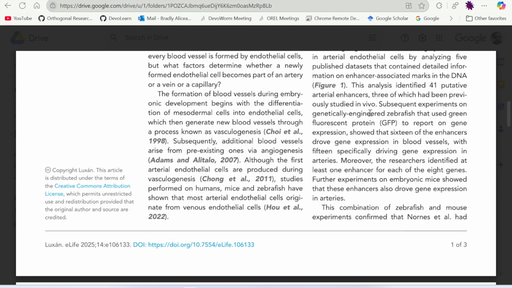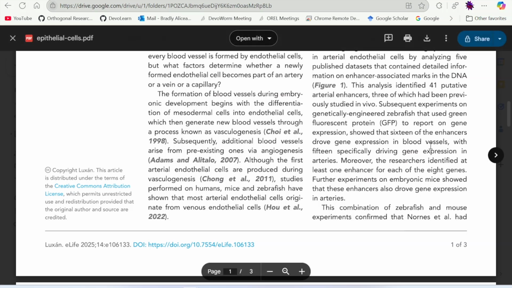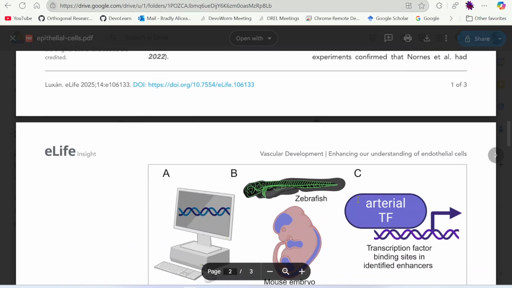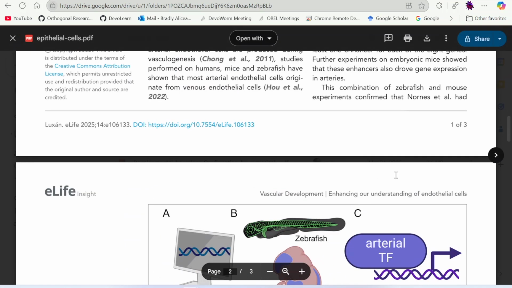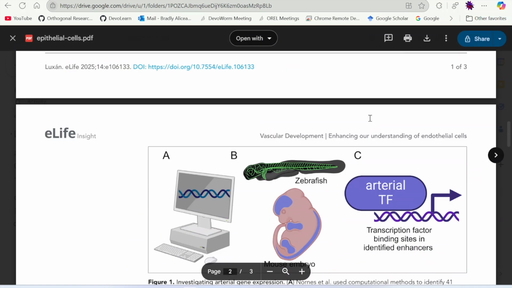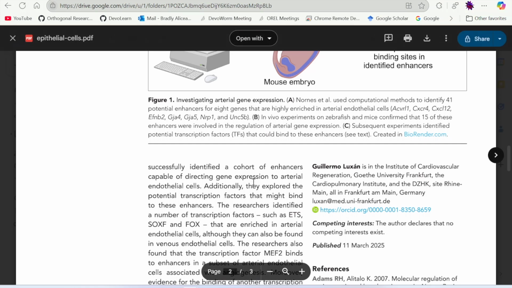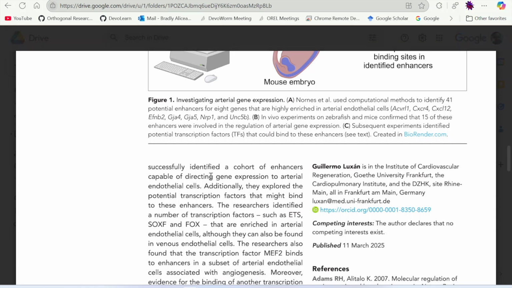Showed that 16 of the enhancers drove gene expression in blood vessels, with 15 specifically driving gene expression in arteries. Moreover, the researchers identified at least one enhancer for each of the 8 genes. Further experiments on embryonic mice showed that these enhancers also drove gene expression in arteries. And so these experiments were done in both zebrafish and mouse. And so they were able to successfully identify a cohort of enhancers capable of directing gene expression to arterial endothelial cells.